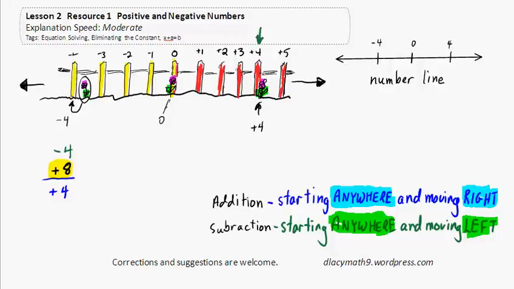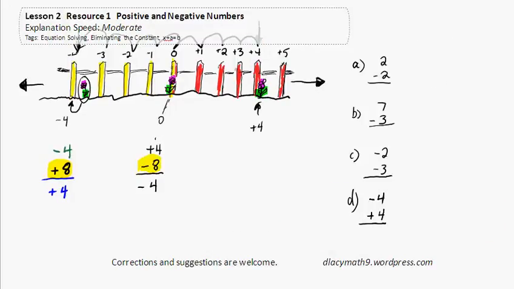By contrast, what if I decide to start at +4, this +4, and I subtract 8, or think of it as adding -8 to it? Well, it's 1, 2, 3, 4, 5, 6, 7, 8 steps. It will be -4. Here I can think of this as subtracting 8 or adding -8. Just as a check for you, please pause and try these questions here now.